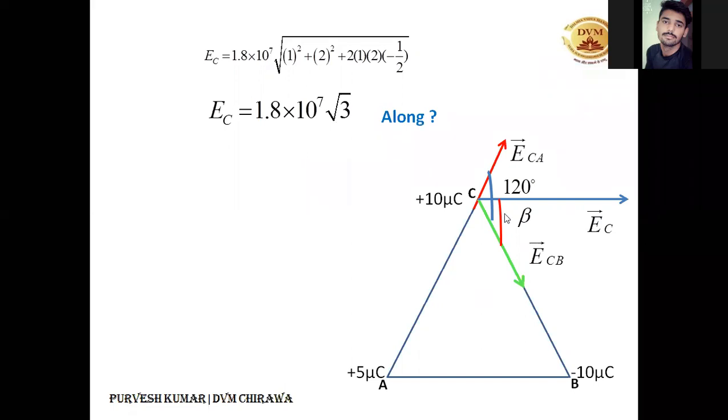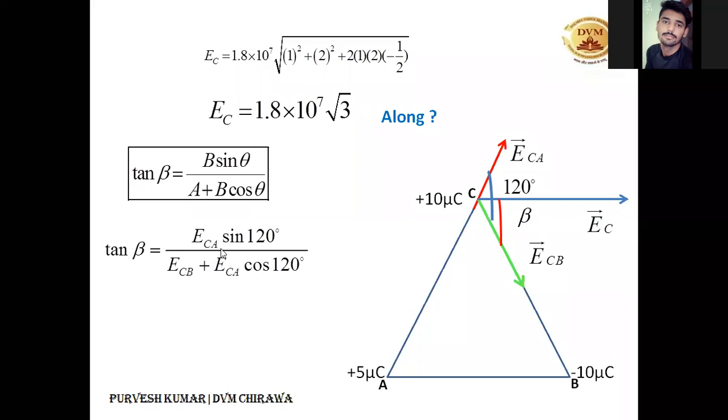But remember this thing, we also need to find out along what direction. That direction we have mentioned as angle beta from ECB. Let's try to find out angle beta. We can find this angle beta by using the formula tan beta is equal to B sin theta upon A plus B cos theta. That's the parallelogram law of vector addition. Here B is the vector from which I have not taken the angle. So here B is ECA because I have taken the angle from ECB. Theta is 120 degree. Put the values over here. You will be getting ECA sin 120 degree divided by ECB plus ECA cos 120 degree.